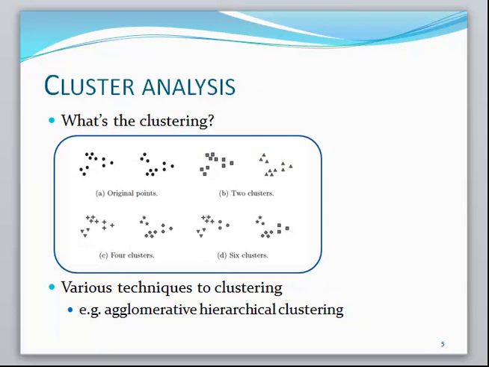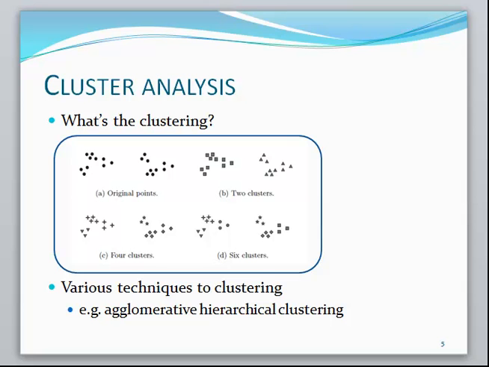The cluster analysis. Clustering is the task of assigning a set of objects into groups so that the objects in the same cluster are more similar to each other than to those in other clusters. Here, we show different ways of clustering the same set of points. We can see the original points in subplot A. With different classification criteria, we can group those points into 2, 4, or 6 clusters, just as shown in subplots B, C, and D, respectively.